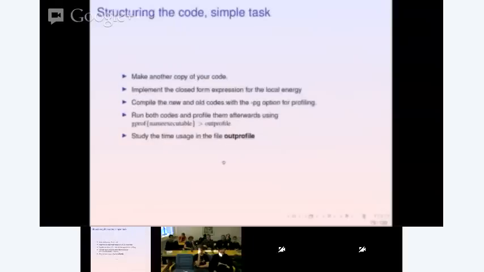So when you do these things, there are some small hints. You've been using Git now, right? Git allows you to have some version control. Another alternative is just to make a copy of your code and say, okay, this is the code which runs everything with numerical derivatives. Then you could make a copy of it and implement the closed form expression for the local energy.